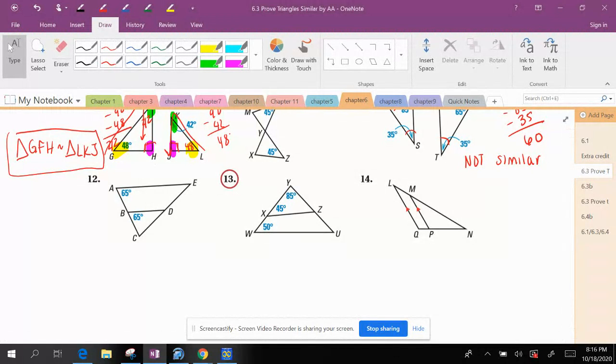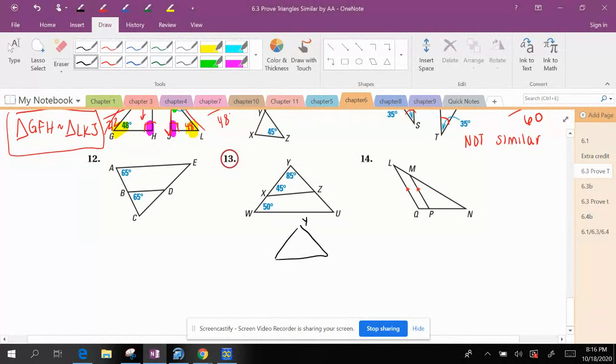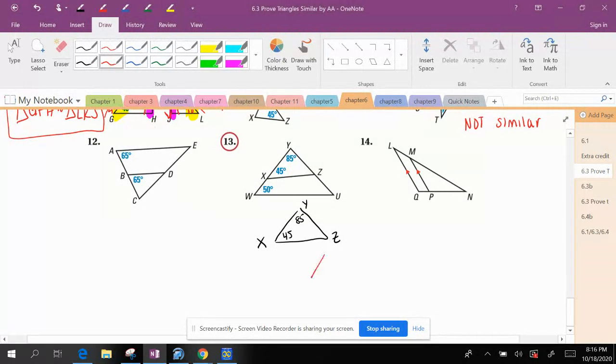Number 13. I have two triangles very similar to number 12. I have two triangles that overlap on each other. Y, X, Z. I'm just going to detach down here. This is 45. This is 85. And then I have my larger triangle, Y, U, W. This is 85, and this is 50. So we already have that both Y's are congruent. Duh. They overlap. They have to be. Now I need to find that missing angle, and I got to see if angle Z is congruent to W and angle X, which is 45 degrees, is congruent to angle U.